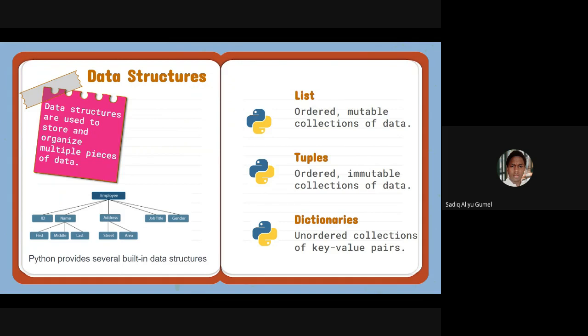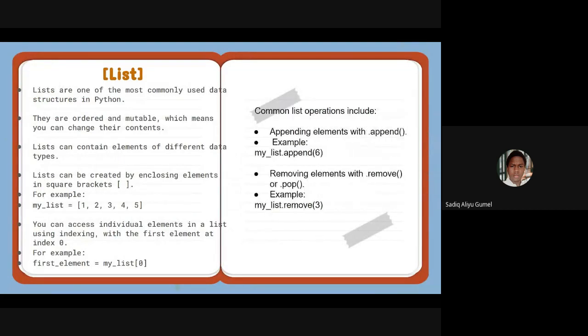So let's go through each and every one of these data structures. So lists, as I have said, are ordered collections of items. Lists are one of the most commonly used data structures in Python. They are also mutable, which means that you can change their content, and they can contain elements of different types. Recall that we covered data types, which include integer, floating point, and string. In a list, you can have an integer, floating point, and string simultaneously in the same list.